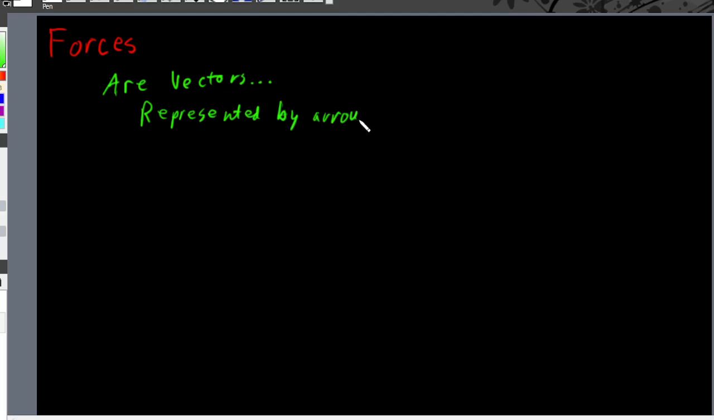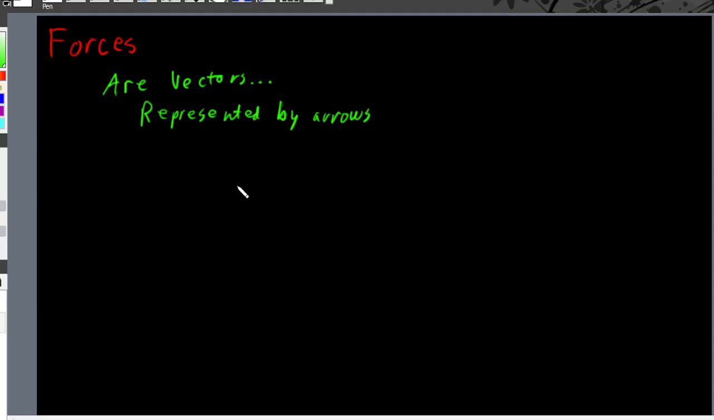They can be combined head to tail. They can be moved around from one place to another to show, maybe to interpret the way that a physical situation is playing out. And so vectors can be represented by arrows, and forces are vectors, so they also can be represented by arrows.